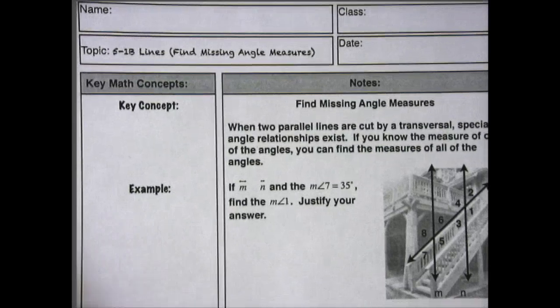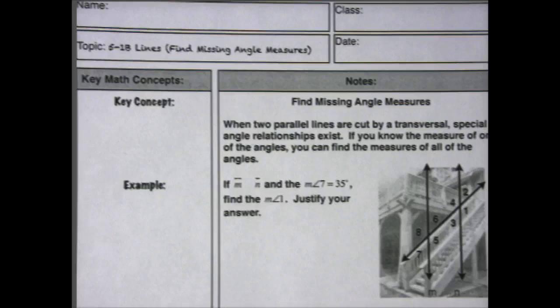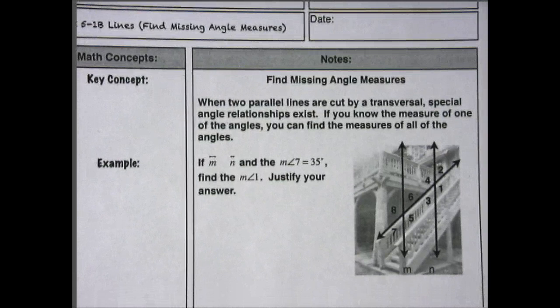Let's take a look at section 5.1b, lines. This time we're going to be finding the missing angle measures. In 5.1a, we discussed the different types of angles that were formed when you had a transversal which cut through a set of parallel lines. And so today we're going to discuss how we find missing angle measures when we have a transversal and parallel lines. So let's take a look at the key concept.